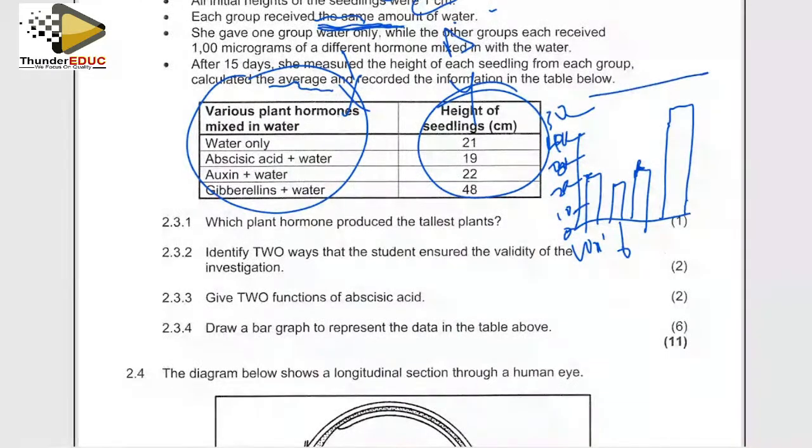You understand? Then you give a title here, you give the information here, what is it, and this is various hormones mixed with water. And then here you have height of seeds in centimeters. Here there are no units, but in the caption please don't put units. So that's how it's supposed to be. So we give you marks for the correct type of graph, the spacing, the bars, scale, axis, plotting, all those.